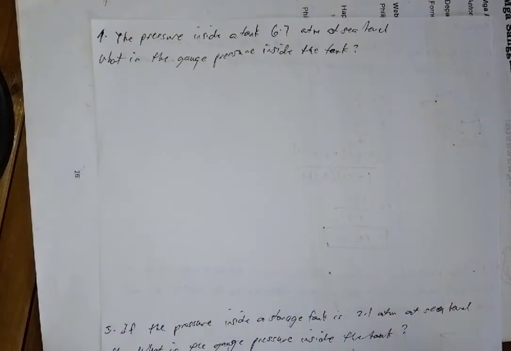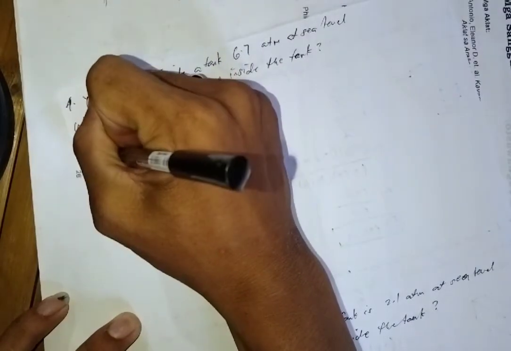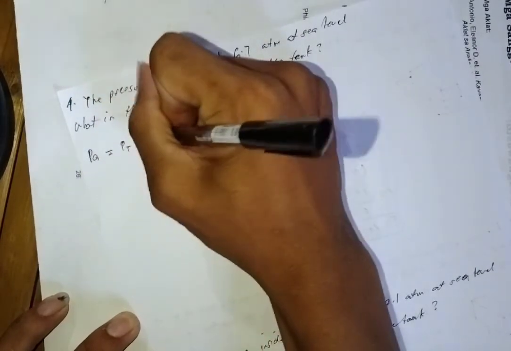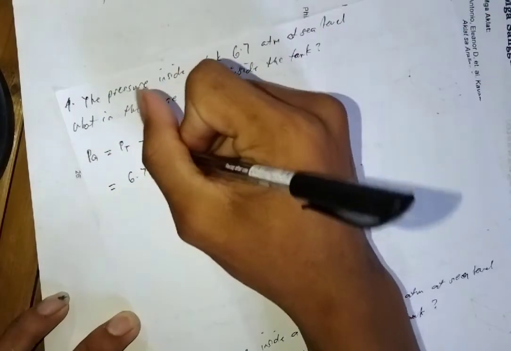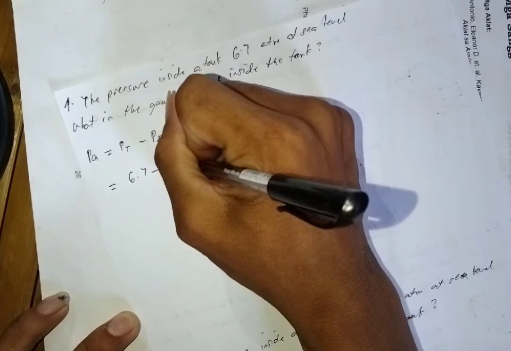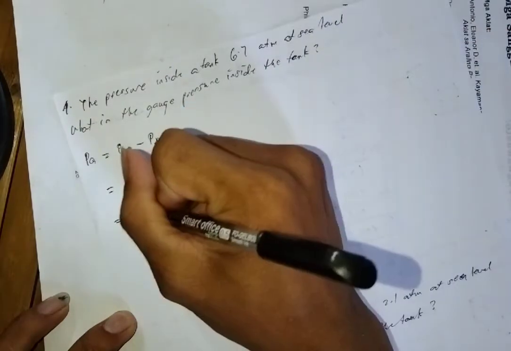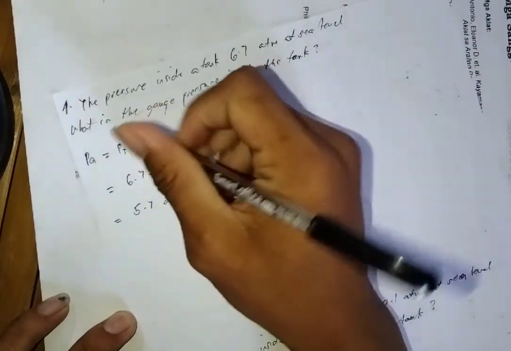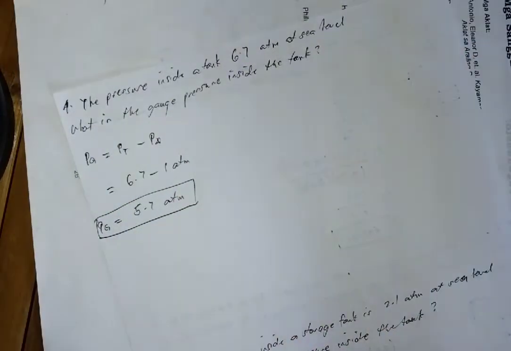Problem number 4. The pressure inside a tank is 6.7 atm at sea level. What is the gauge pressure inside the tank? The formula that we're going to use is P gauge equals P total minus P atmospheric. Our P total is 6.7 minus 1 atm. 6.7 minus 1 atm is 5.7 atm. This is our P gauge. And this is the answer of problem number 4.